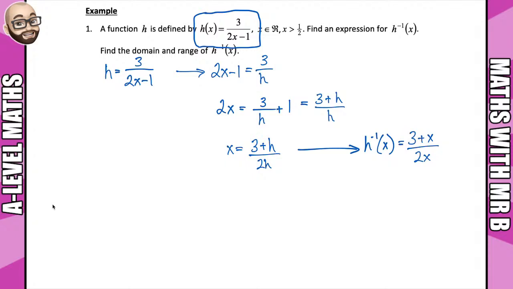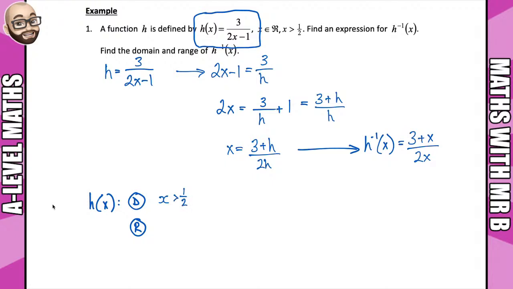Now we need to find the domain and range of this inverse, and we're going to use the knowledge that we've just learned on the previous slide that says the domain of the actual function becomes the range of its inverse, and the range of a function becomes the domain of the inverse. So if I work out for h of x what its domain and range are, we can then flip these around and write it for the inverse. Well, the domain was already given. We already know that x must be bigger than a half.